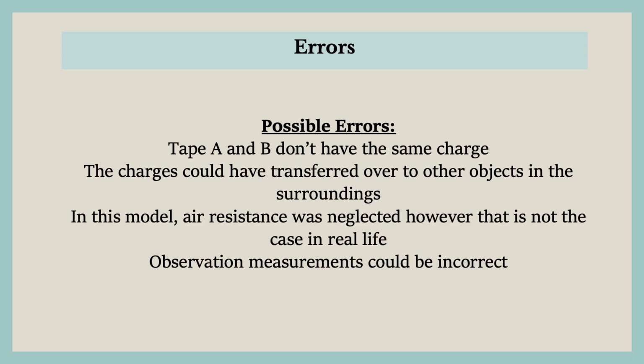Some possible errors that could occur in this experiment were that tape A and tape B don't have the same charge, and the charges could have been transferred to other objects in the surroundings during handling. In the model, air resistance was neglected. However, in real life, this cannot be assumed.